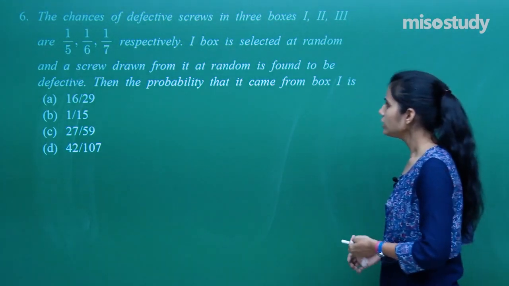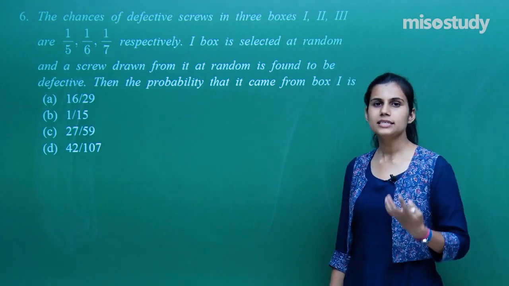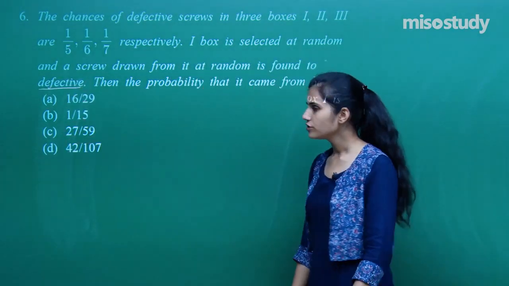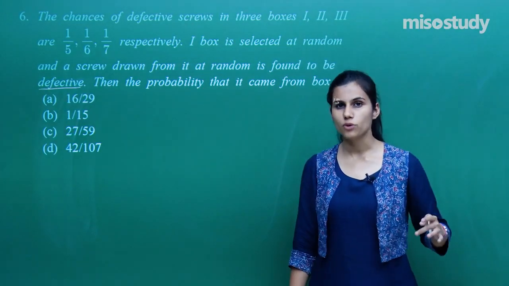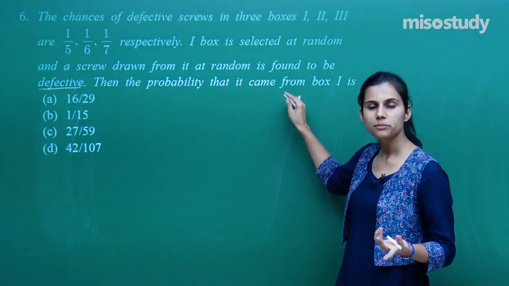If the screw is found defective, what is the probability that it came from box 1? Clear signal, you are already given the outcome that the screw is defective. The question is, what is the source from where it was withdrawn? And therefore, this is the very concept of Bayes' theorem, right?